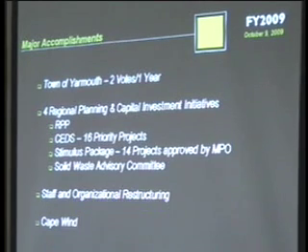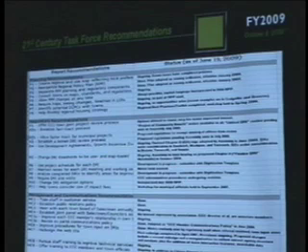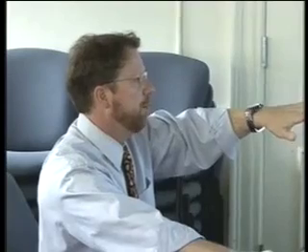Significant staff and organizational restructuring, and then the ongoing Cape Wind efforts, which are now in litigation. So these are the 21st Century Task Force recommendations. This is the matrix, which has planning recommendations, regulatory recommendations, management, communications recommendations, and the status of each as of June 2009. This really was sort of a guiding document for us.